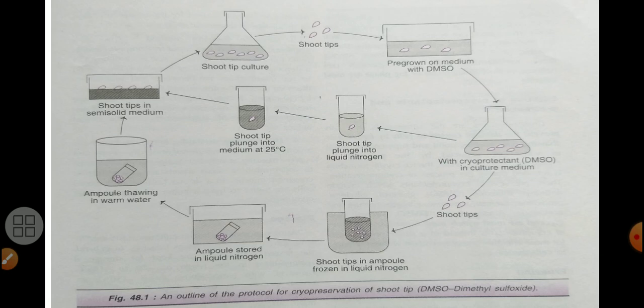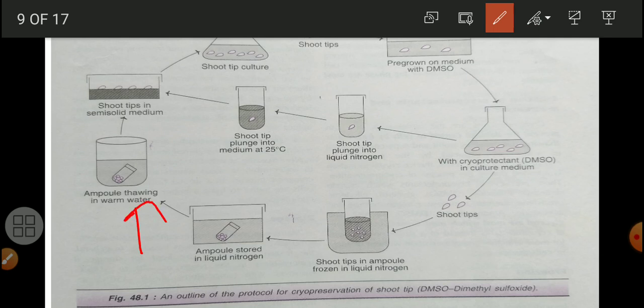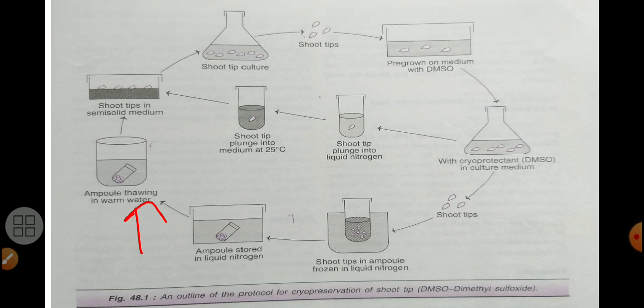So you have to keep in mind, my friends, the steps involved in case of one. Here the word thawing is there, thawing in the sense of heating. Once again, the steps are there when we have to take out these shoot tips in the semi-solid medium for further development. So this is a little outline of a protocol for the cryopreservation of a shoot tip, and dimethyl sulfoxide is used here as a cryoprotectant, and also liquid nitrogen.